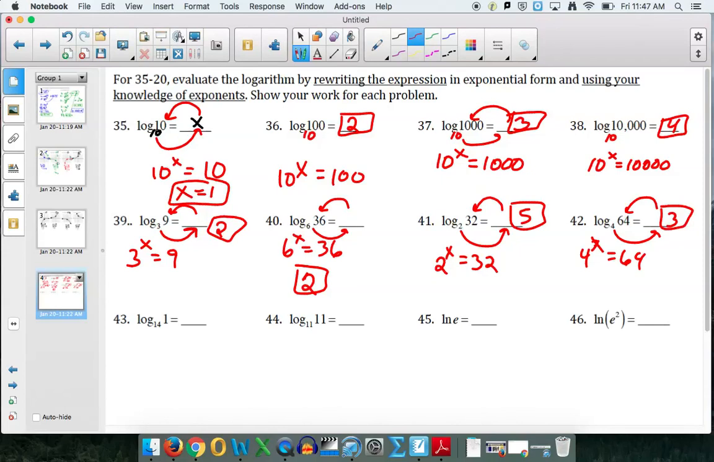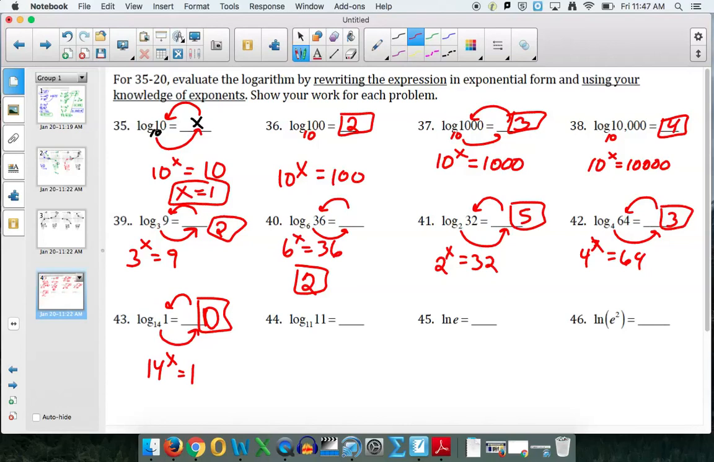43, log base 14 of 1. Same question, 14 to what power gives us 1? Now don't be thrown off by this one too much. Remember, anything raised to the 0 power gives us 1. Which means the log base 14 of 1 is equal to 0. So anytime we take the log of 1, no matter what the base is, that's going to equal 0.